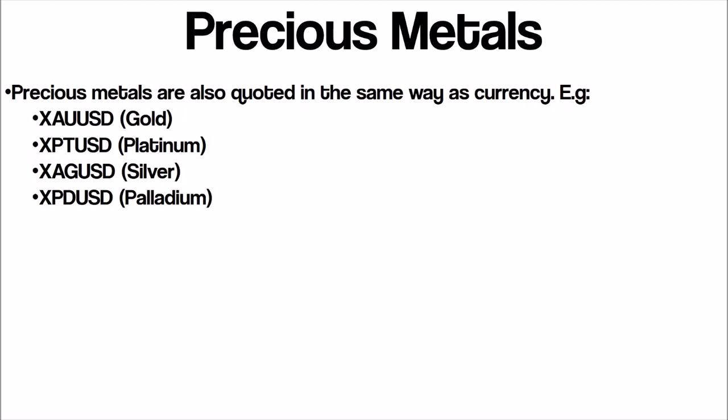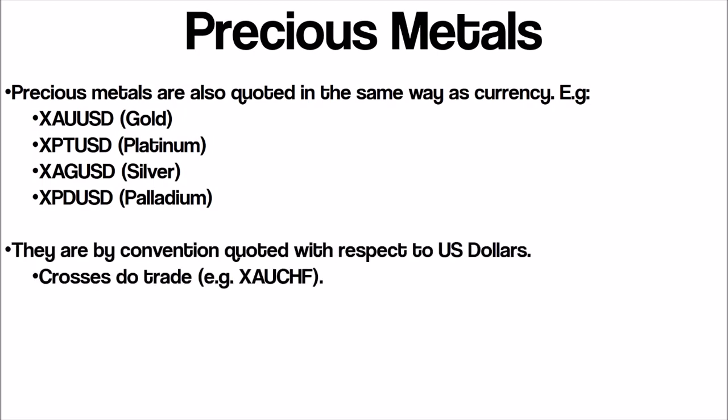You'll notice that all of these precious metals, first of all, start with an X, and I suppose that's just a convention to indicate they're a metal. And they are always quoted with respect to US dollars by convention. Although some crosses do trade. For example, gold Swiss trades because there is a reasonably large market within Switzerland for gold. And you'll notice that in this case, the metal is the base.